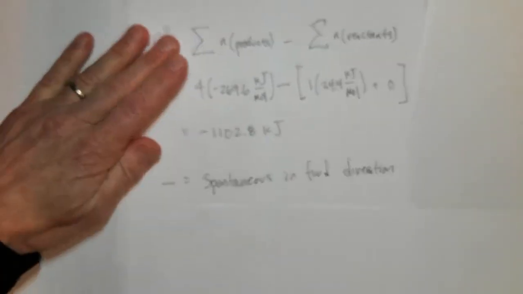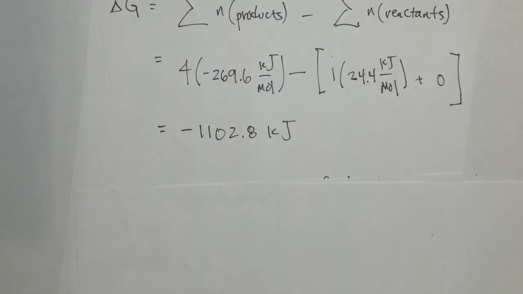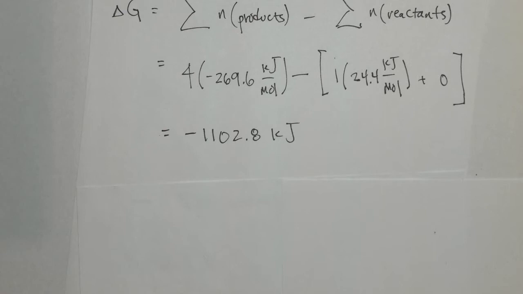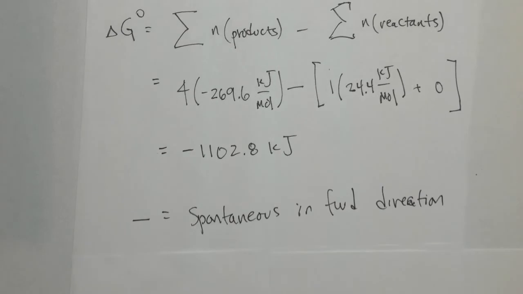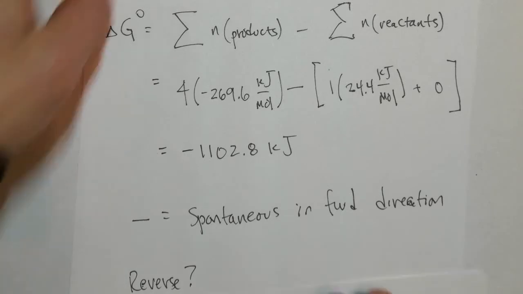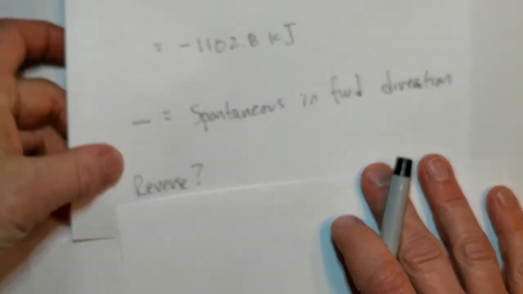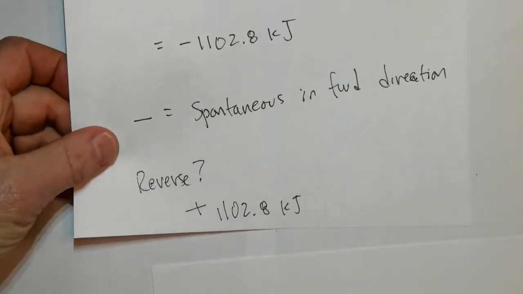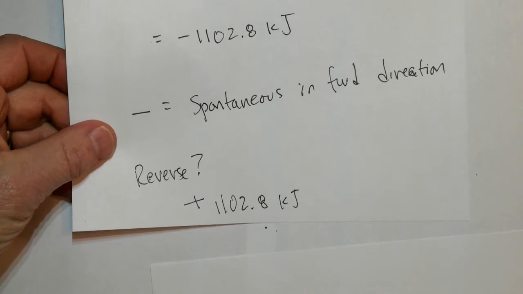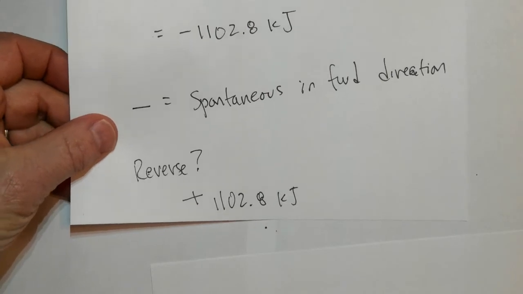Anyway, finding the difference between these two, we end up with negative 1,102.8 kilojoules, and therefore, since it's negative, it tells us that this reaction is spontaneous in the forward direction. What would be the Gibbs free energy for the reverse of this reaction? Well, the reverse of the reaction would just turn around our calculations, and therefore it goes from negative to positive, and we'd say that that would be non-spontaneous.